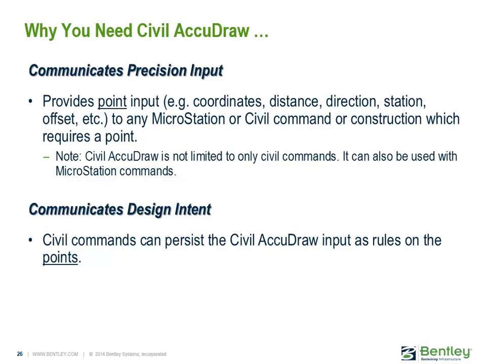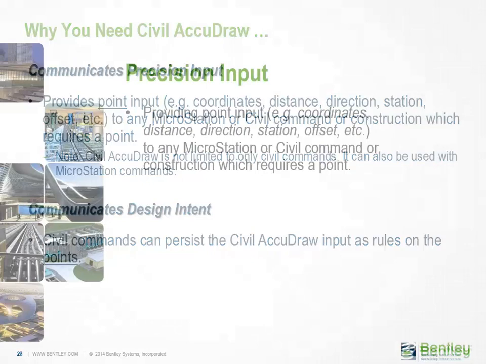Now, as we mentioned in part one of our recording, Civil AccuDraw allows you to do really two things. Number one is to communicate precision input. In other words, it allows us to provide point input such as coordinates, distance, direction, station, offset, etc. to any MicroStation or civil command or construction which requires a point. The second thing it allows us to do is to communicate design intent. In other words, civil commands can persist the Civil AccuDraw input as rules on the points.